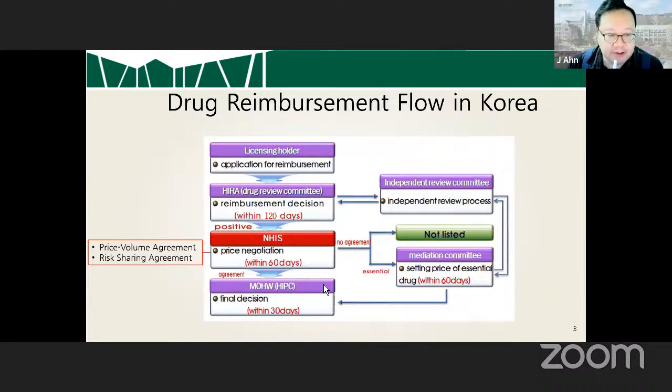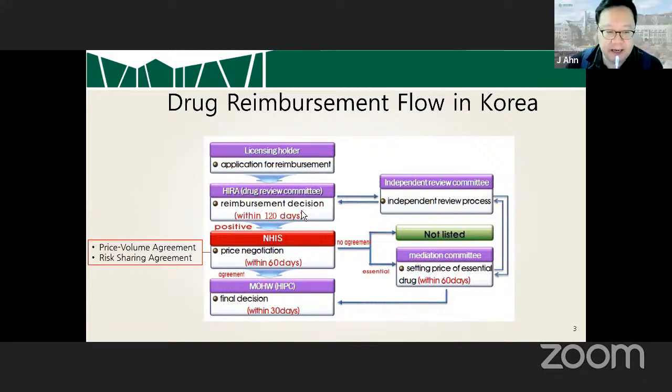So for the drugs, they follow this specific path. The company submits the dossier to HIRA, and HIRA's review committee decides in 120 days on reimbursement. But the problem is that the HIRA clock only starts when they recognize the submitted dossier is complete. So they can send it back to revise the dossier as many times as possible.